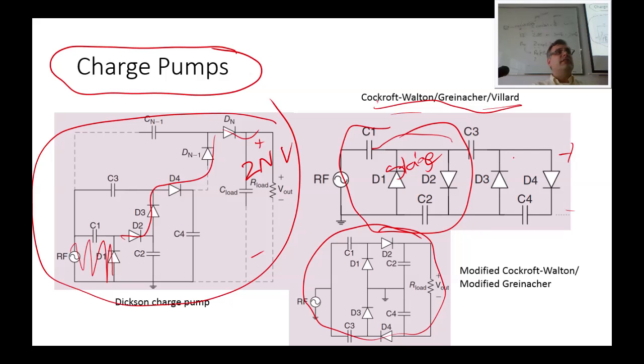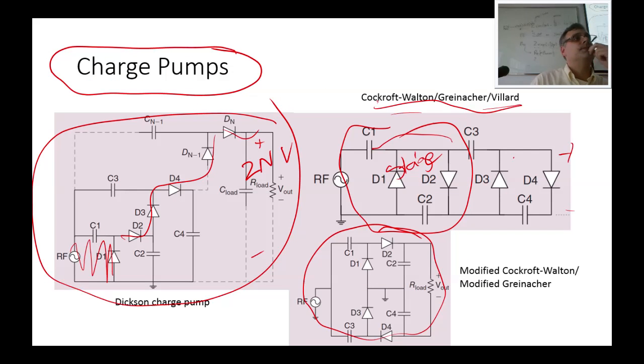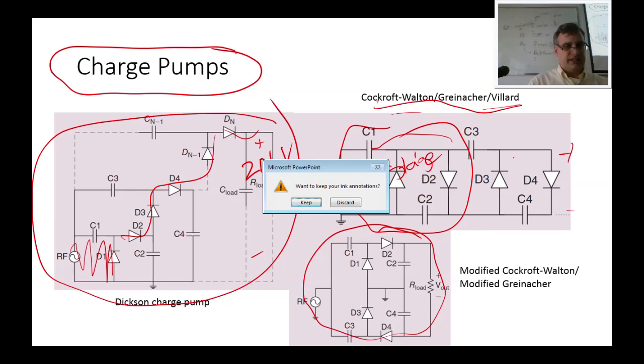The 2VA, I still cannot get why there's a double here. Why is there a doubling here? When there are two diodes connected like this, why should the output voltage be doubled? Ah, okay. Let me see if I can discard here.